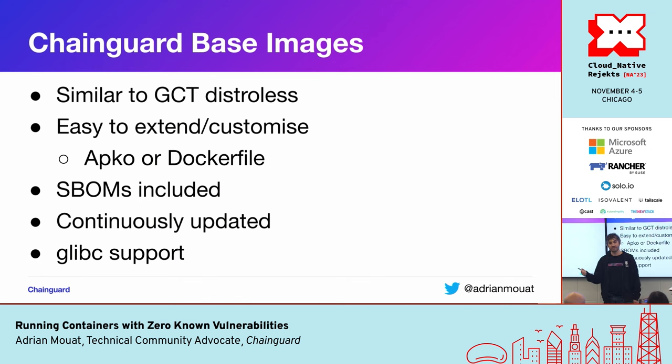And then you have Chainguard base images. So Chainguard was founded by, amongst others, Matt Moore and Dan Lawrence, and they were actually the people that also started Google Container Tools distroless. So there's a direct lineage to the Chainguard base images. And the major difference, really, is that our images are a bit easier to extend and customize. So you can use our tools like apko, but you can also just use straight Dockerfiles and so on. Our images also come with SBOMs, are continuously updated, and are based on glibc.